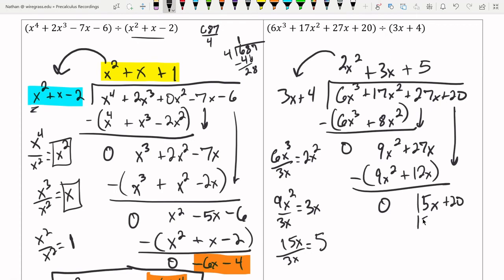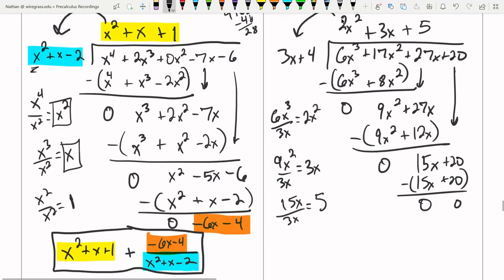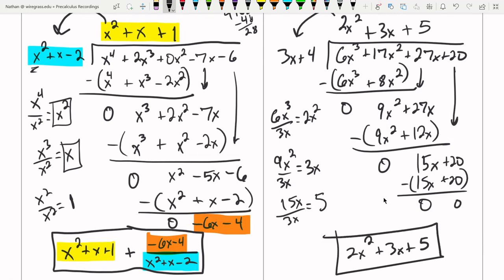5 times 3 is 15x. 5 times 4 is 20. And subtract, and that gives us 0 and 0. And this is what I wanted to show, that this 3x plus 4 divides evenly into 6x cubed plus 17x squared plus 27x plus 20. So our answer is just this portion here, 2x squared plus 3x plus 5. There's no remainder, so there's nothing else to write with a fraction like we did in the first one.